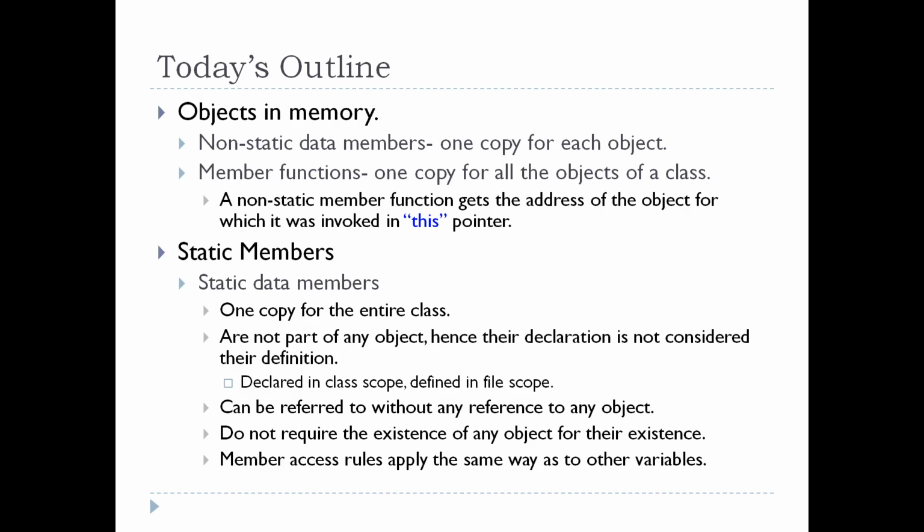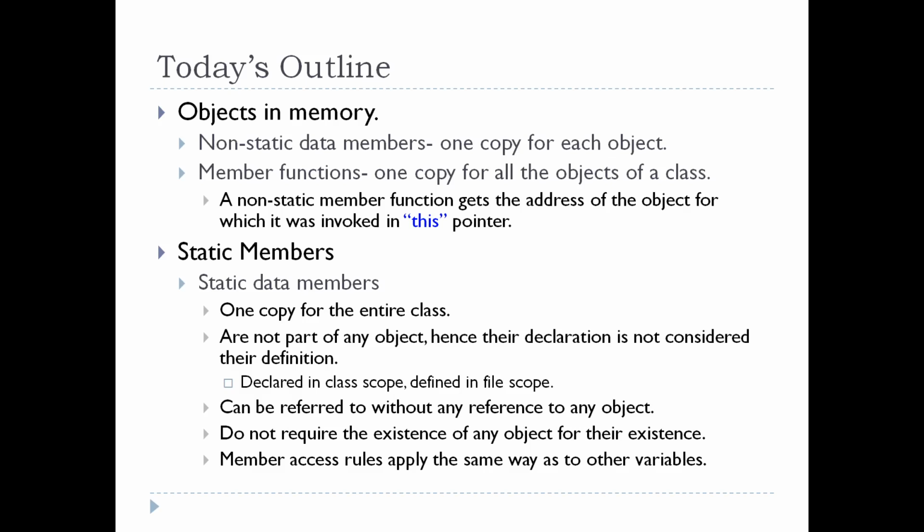Okay, so objects, non-static data members: there is one copy for each object. Member functions: one copy for all the objects of a class. Whether the objects are 1000 or 10 or just one, there will be only one copy of the member functions of that class inside the random access memory.